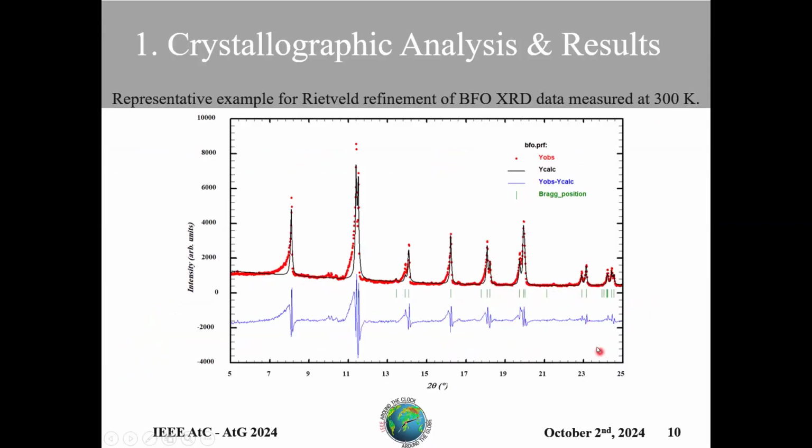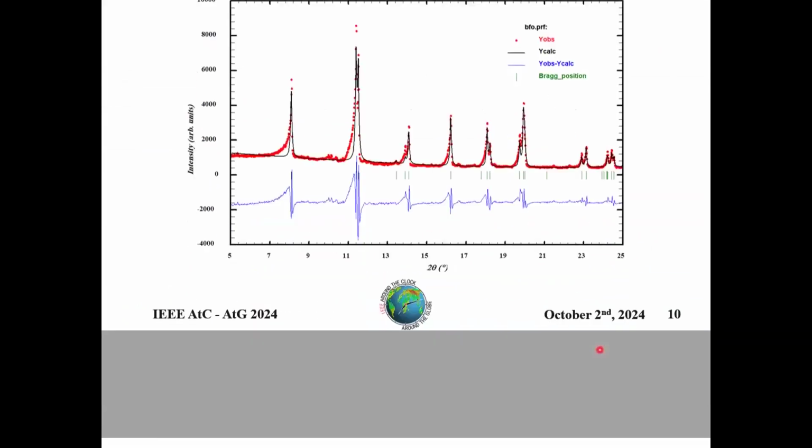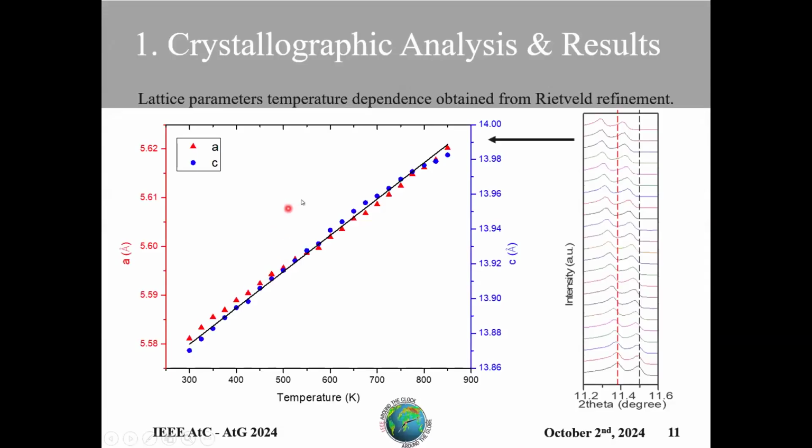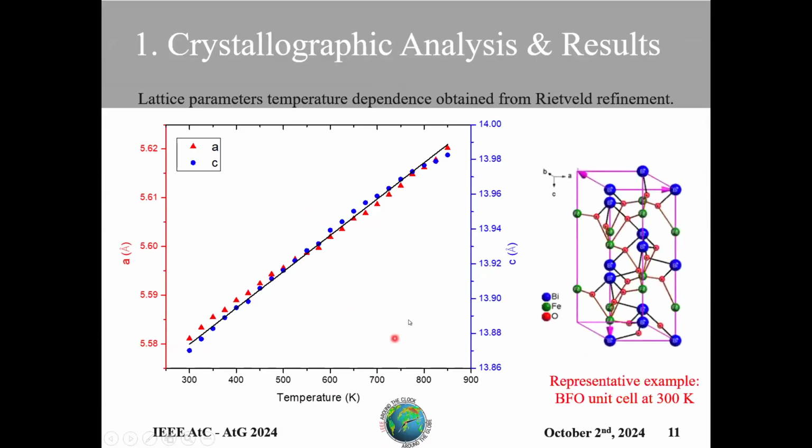This refinement was performed for all the temperature data, where we obtained the lattice parameters, which were then plotted with temperature. As previously mentioned, the slight shift in the peak position due to thermal expansion was reflected in the increase of the values of the lattice parameters a and c with temperature. Also, from the refined data, the unit cell was constructed at various temperatures within the measured temperature range.